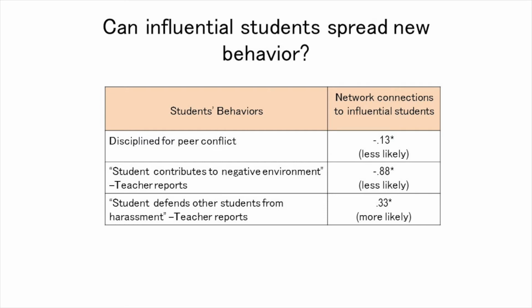So this is all in a high school. Then we look at students' behaviors at the end of the year, not of the treatment students themselves, but the other students. The right-hand column is based on how many network connections you have to these influential students who were in the treatment condition. If you have more relationships with those students, then you're less likely to be disciplined for peer conflict. This is administrative data from the schools. And you're less likely to be nominated by teachers as someone who creates a negative environment in the schools. And you're also more likely to be nominated by teachers as someone who defends other students.